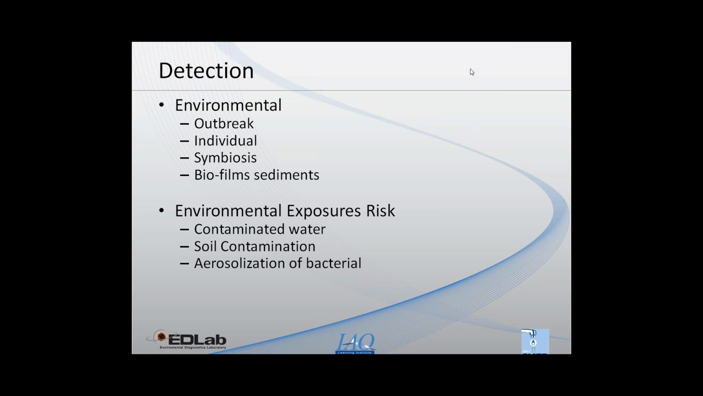Now, the part that we're more interested in here in our laboratory is environmental detection methods. You find out about the outbreak, or whether it's an individual, the symbiosis that Legionella can have with other bacteria, or the biofilm sediments, which Legionella creates to allow it to propagate in certain environments. And then we have environmental exposure risk, whether it be contaminated water, where Legionella can aerosolize from any sort of splashing or any other methods of aerosolization. Soil contamination is even possible, where it's a terrestrial problem and not necessarily a liquid water problem. And this last point, aerosolization of the bacteria. That's typically how it gets into an individual and starts causing problems.